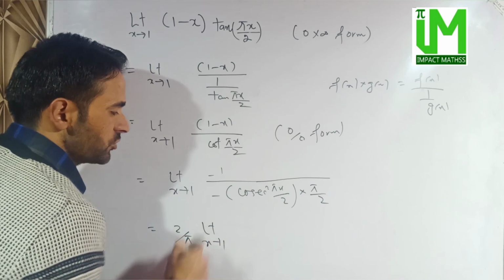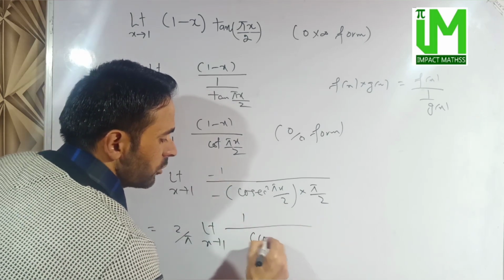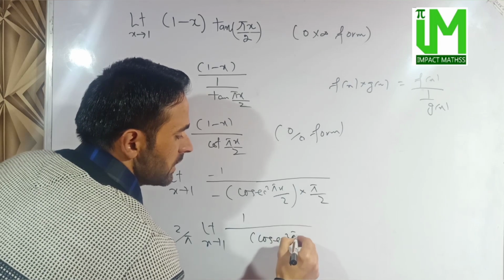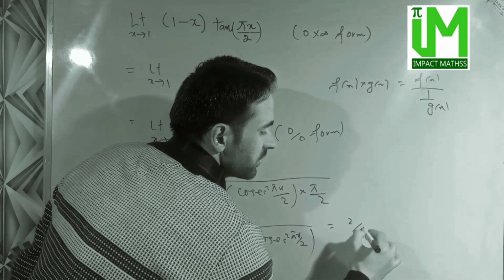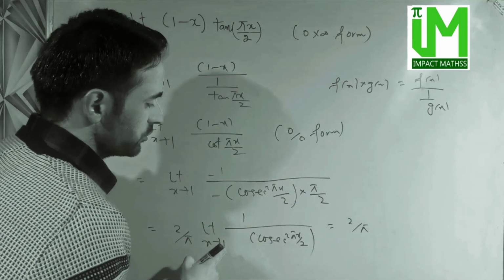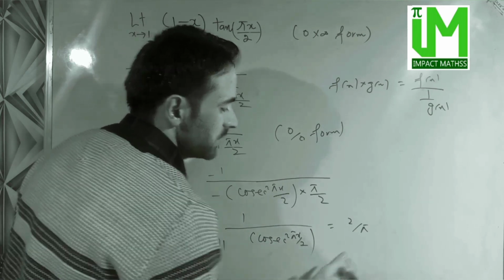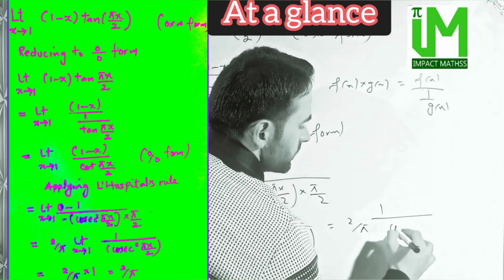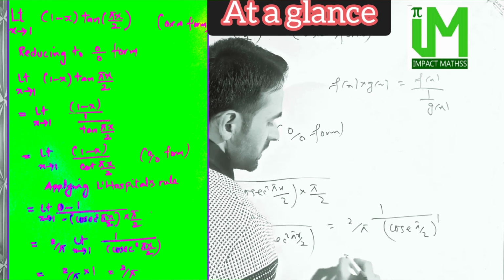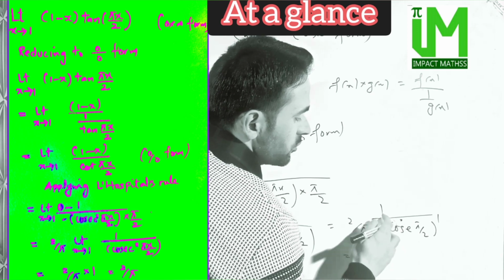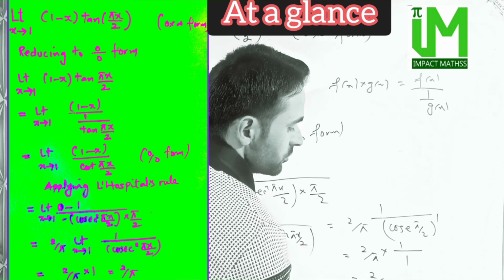Limit x approaches 1, minus and minus will cancel out, so we'll be left with 1 divided by cosec square of pi into x divided by 2. Now we can use the limit, so when x approaches 1, it will be 1 divided by cosec square of pi into 1 divided by 2, so it will be 1 divided by cosec of pi by 2 whole square, which means it will be 2 by pi into 1 by cosec pi by 2, so it will be 1 divided by 1, so it will be 2 divided by pi.